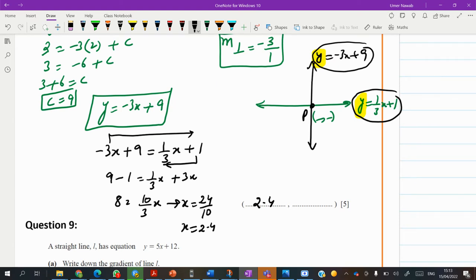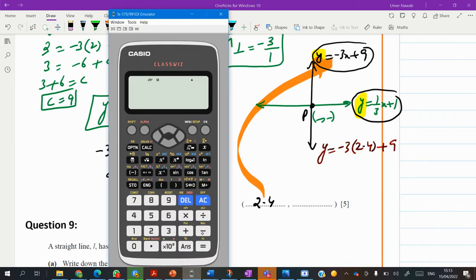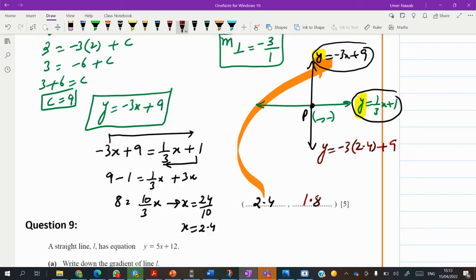I want to get the y coordinate. You can plug this 2.4 here, or you can plug it here. This is up to you. So I'm going to plug into the first one. What would be the y coordinate I'm going to get? y equals minus 3 times 2.4 plus 9. Let me simplify it by using the calculator. Minus 3 bracket open, 2.4 bracket close plus 9. It gives us 1.8. So I'm going to write here 1.8.